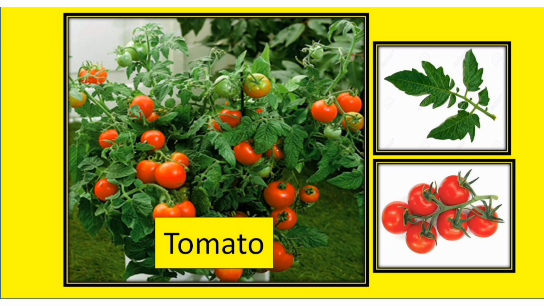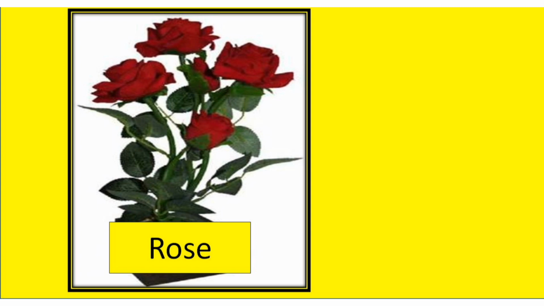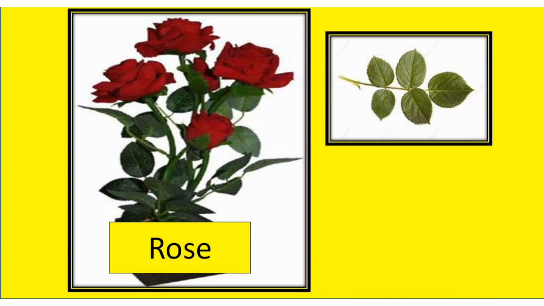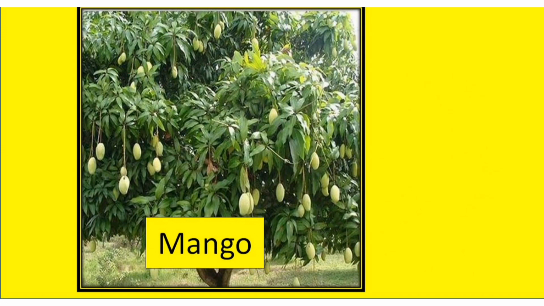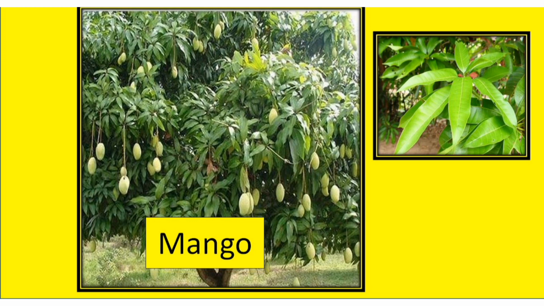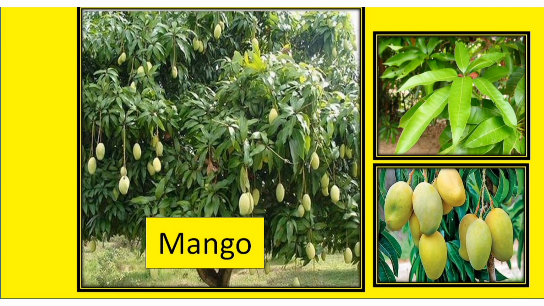Children, our next plant is rose. You all are familiar with this plant, which is easily identified from the shape of its leaves, its beautiful flowers, and from the fragrance. Now children, tell me, how will you identify that this picture is of a mango tree? Good, from its leaves and from its fruits.